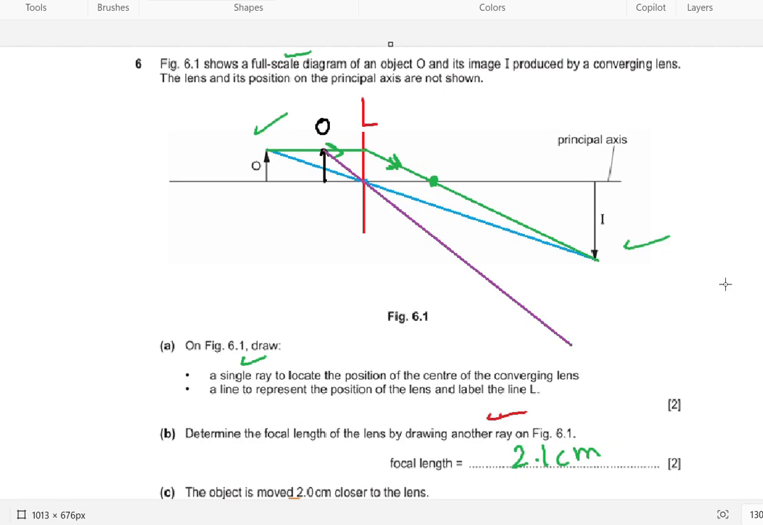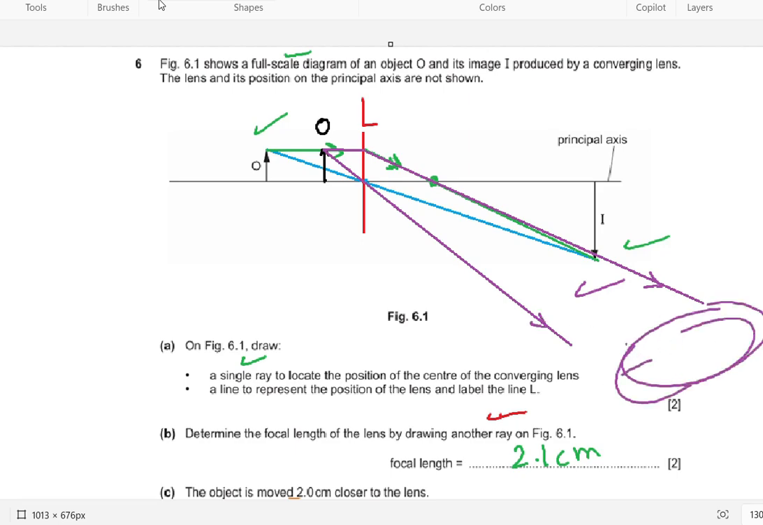Another ray, guys, is going to be from the top of the object towards the lens, and then it will go through the focal point. It's going to be like this. As you can see, guys, here to the right side, they are moving away. You see, these are the 2 rays. They are moving away. They are not going to meet anywhere here.